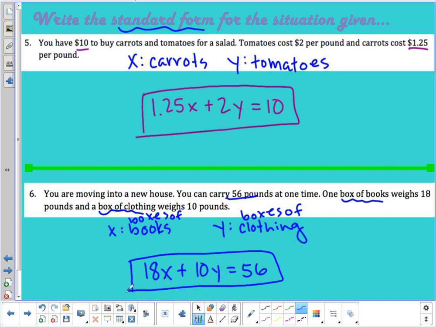Okay, now if this were something else like a system of equations that we'll look at in Unit 2, we may use this to actually solve and figure out how many boxes of each type we can carry. But for our purposes today, we're just going to practice writing these things. Okay, so let's flip over to the back.